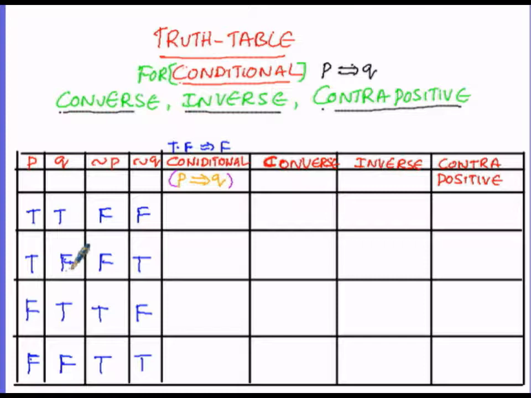So here T and F is F. So TF is F and the remaining all will be true. So here true, true and true. Then now let us find out the inverse.